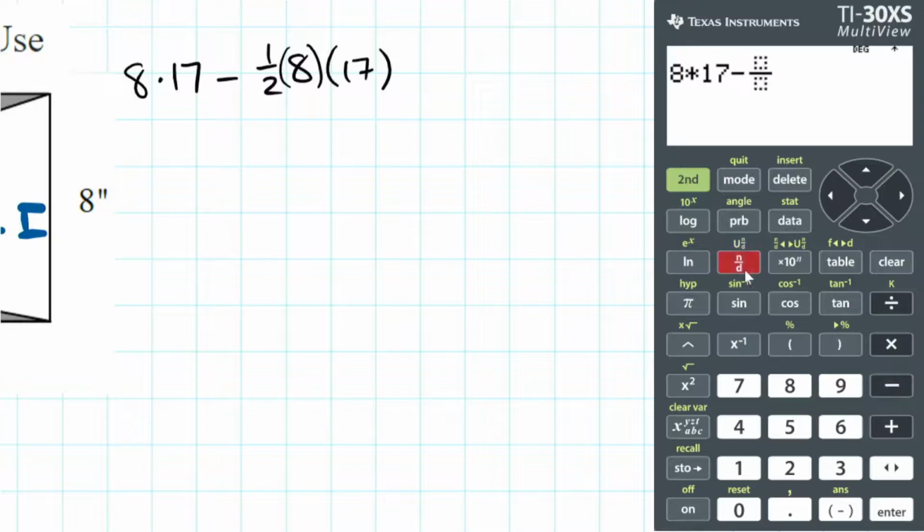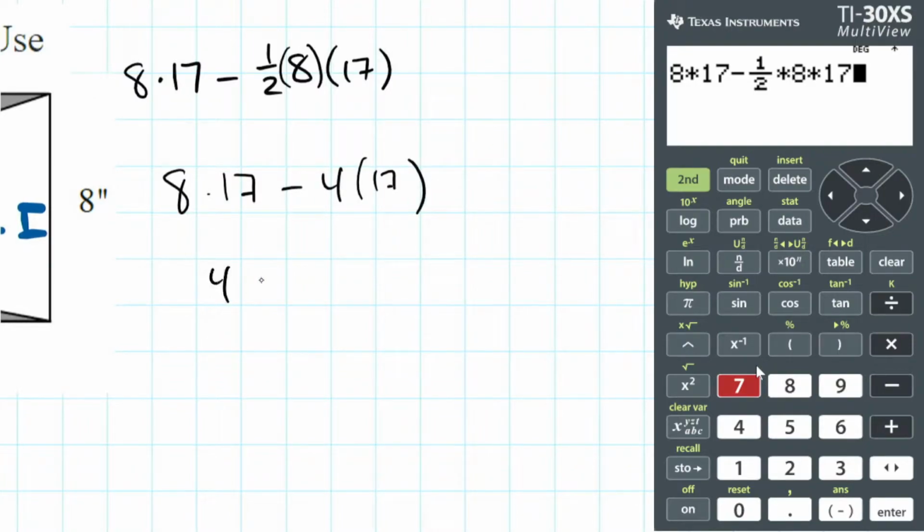Let me grab a fraction. 1/2. That's nice. 1/2, and I'm going to multiply that times 8 times 17. I always like to try and play with arithmetic, but I think I'm not going to this time. That's the same thing as minus 4 times 17. Ooh, so I've got 8 times 17. I'm going to subtract from that 4 times 17. Okay, so that means it's only going to be 4 times 17.